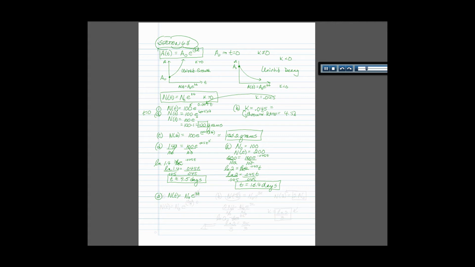So this was part A. Part B says, if the number of bacteria doubles in 3 hours, find the function that gives the number of cells in the culture. In other words, what's the k?